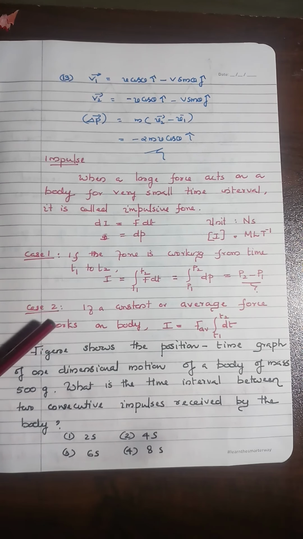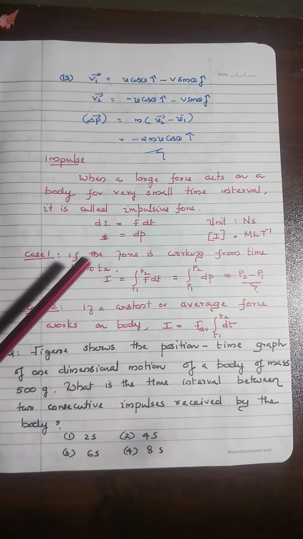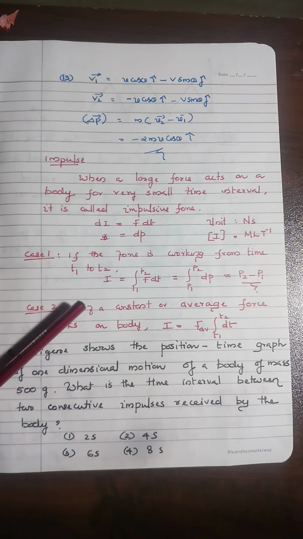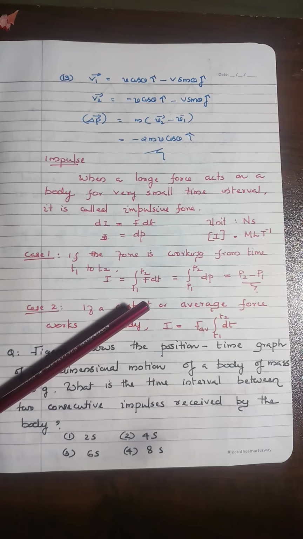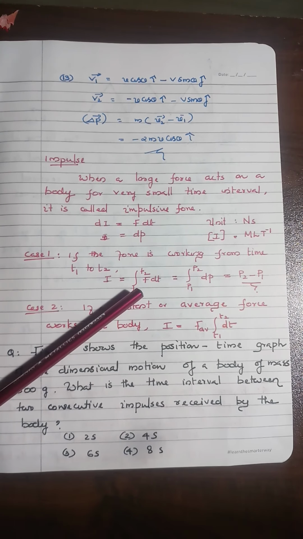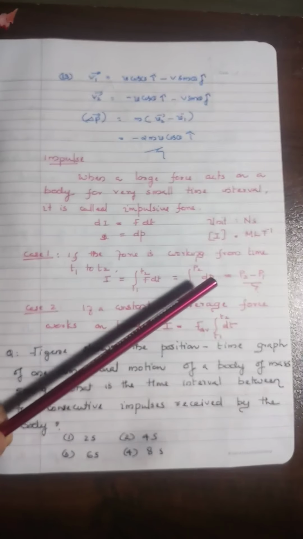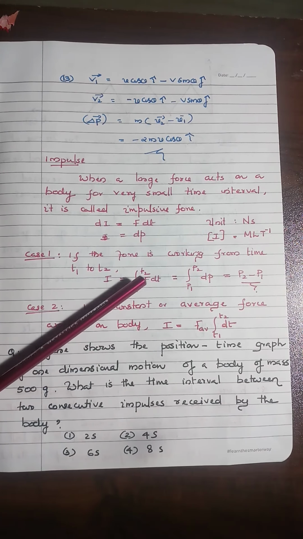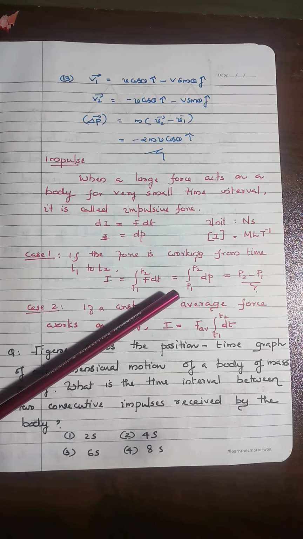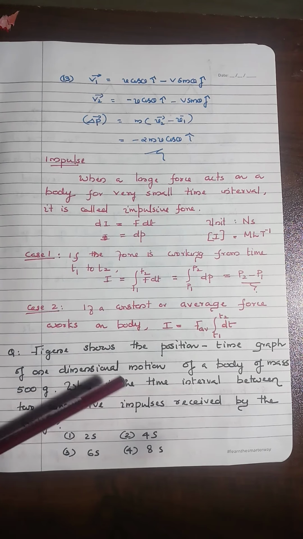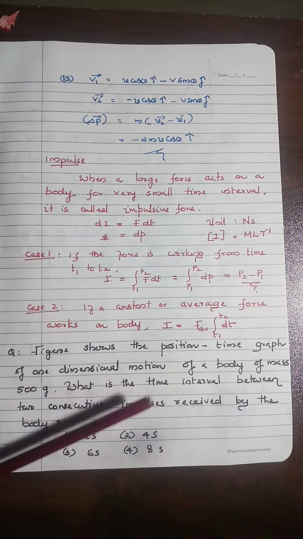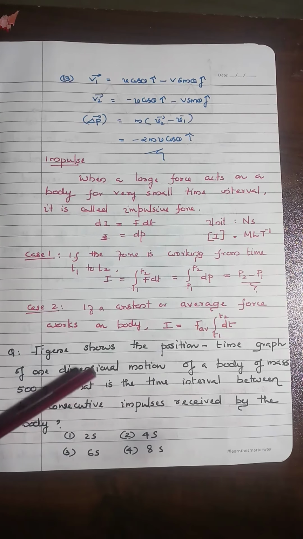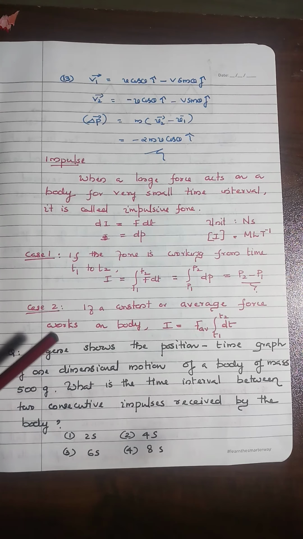We can go with two situations. If the force is working between the time t1 to t2, we can write it in integral form: integral t1 to t2 of F dt. In terms of momentum, we can convert, as F dt is equal to dp, so the limits change to p1 to p2. So the change in momentum is the impulse. If a constant or average force works on the body, again simple: F average into integral t1 to t2 of dt.